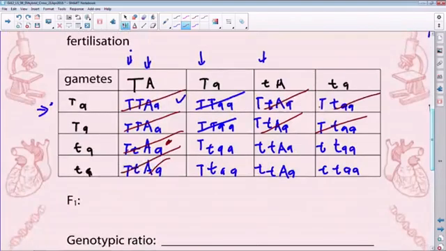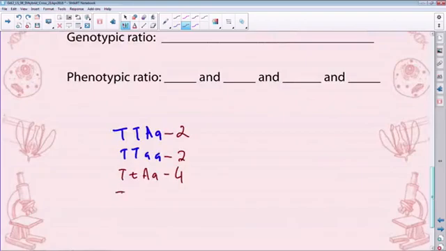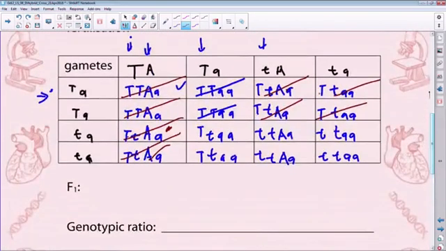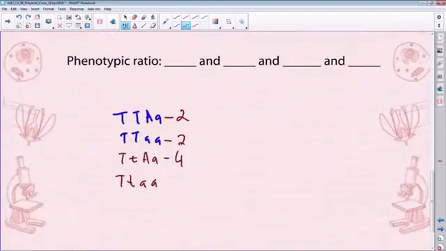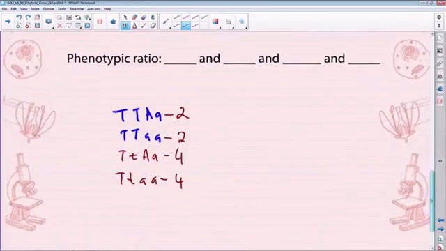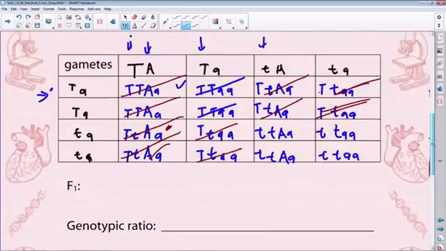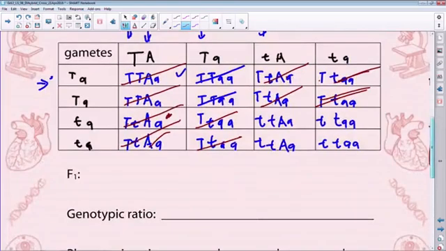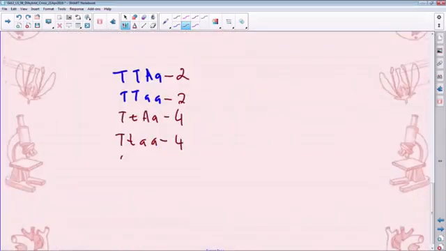Big T, small a, small a. Let's go there. Big T, small a, small a. Let's count those quickly for you. That's one, two. Let's see, three, four of those. Can you see there's four of them there? Let's bring this down. There's four of those. Okay, back up again. See, all the rest are crossed out. We're only left with big T, small t, big A, small a.